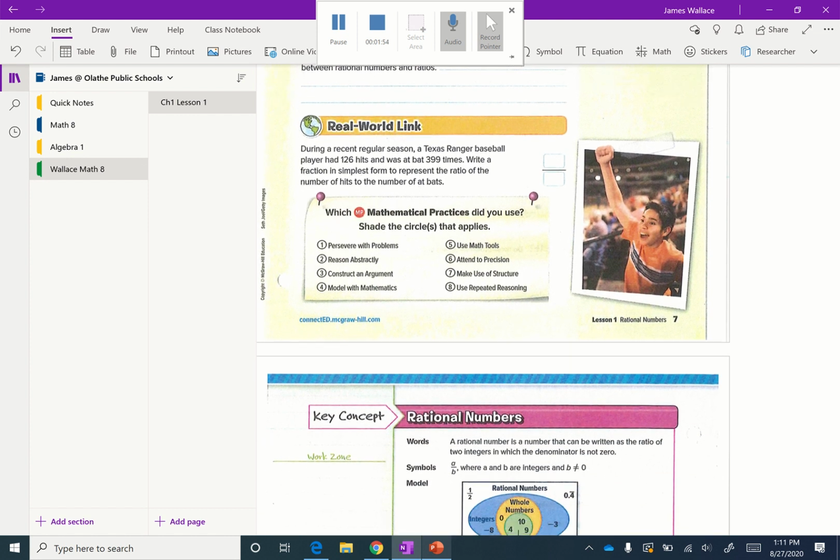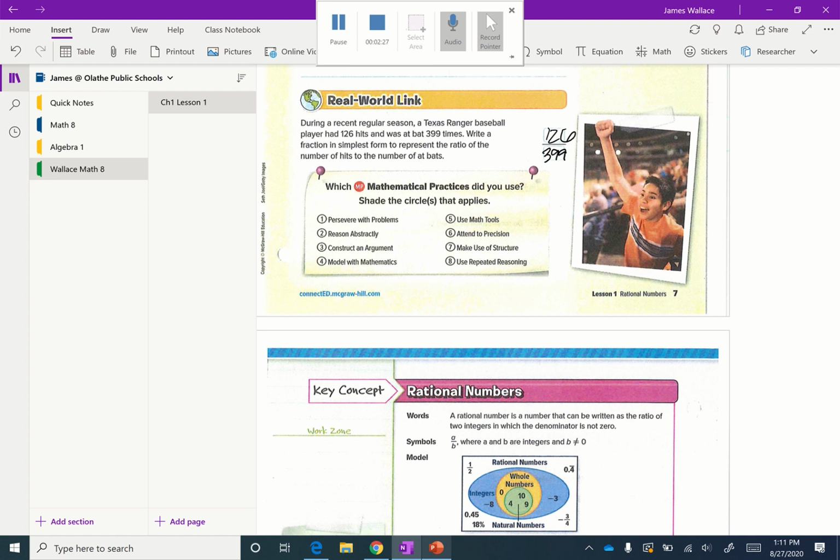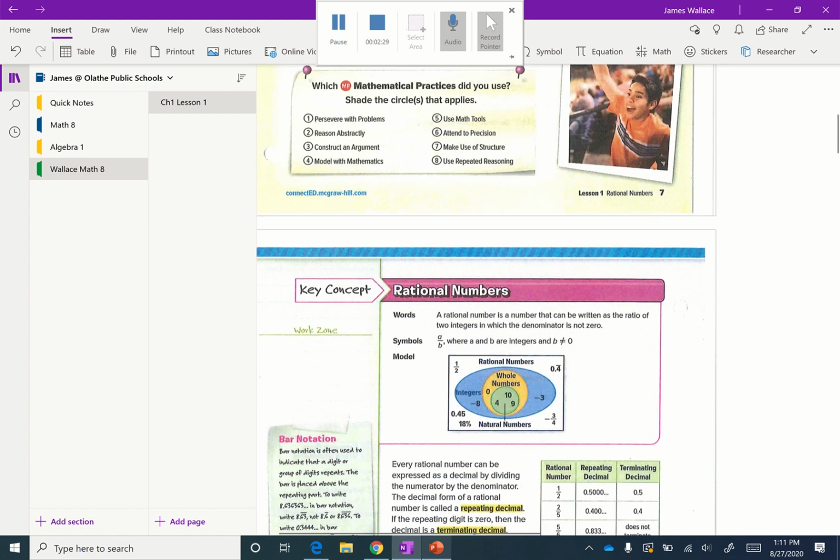The next thing is this real world link. If you like sports, this one's for you, especially if you're a baseball fan. During a recent regular season, a Texas Ranger baseball player had 126 hits and was at bat 399 times. Write a fraction in simplest form to represent the ratio of the number of hits to the number of at-bats. So 126 is our numerator, and 399 is our denominator. Pretty simple. That's an example of a ratio, also a fraction.